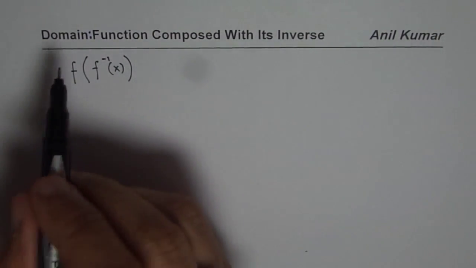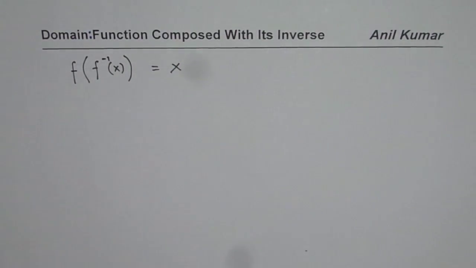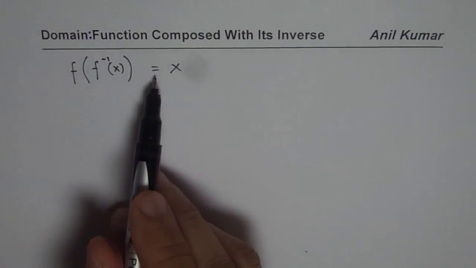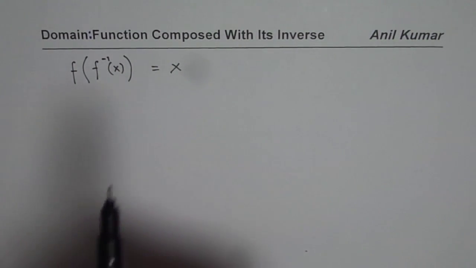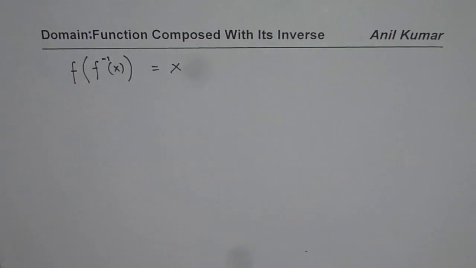Now, as you know, f of f inverse x is equal to x. For any function, you can take any function, f of f inverse x will always be x. That's the whole idea, right? When you reverse the operation, you get what you started with.